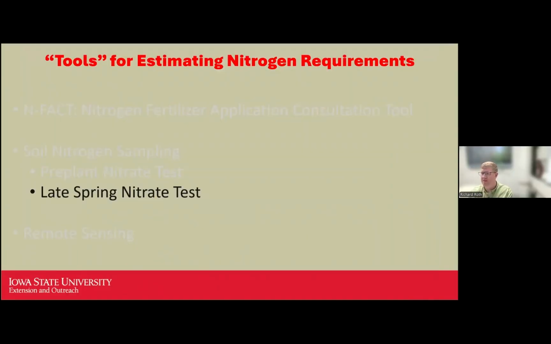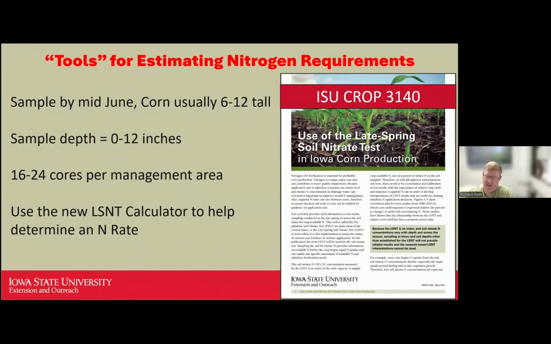Okay, so the other tool that I want to talk about very briefly is the late spring nitrate test. We have a really excellent extension publication on this. It's ISU Crop 3140. I'm not going to talk super in depth on this, but just know that this is a 1 foot soil sample collected generally in mid-June. You want to make sure that you sample by mid-June. About 16 to 24 cores make up a composite within a given management area.